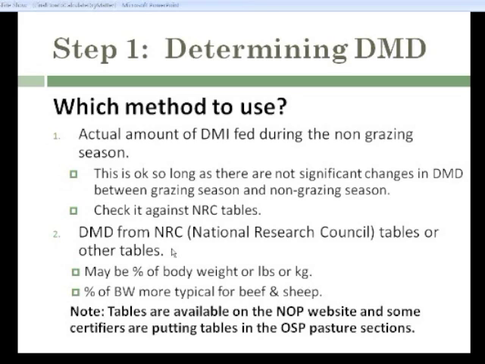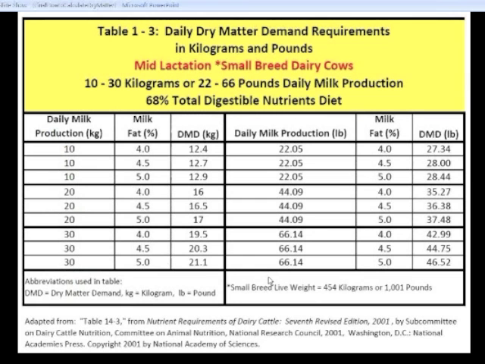So if you're using one of these tables, and we'll look at some next, you're going to be given the information on a percent of body weight basis, or just in pounds or kilograms if you're in Canada. This is an example of one of the dry matter demand tables that's available on the National Organic Program website. This one is for small breed dairy cows. So for those of you with Jerseys, you would use this table. This particular table is for cows making between 22 and 66 pounds of milk per day.